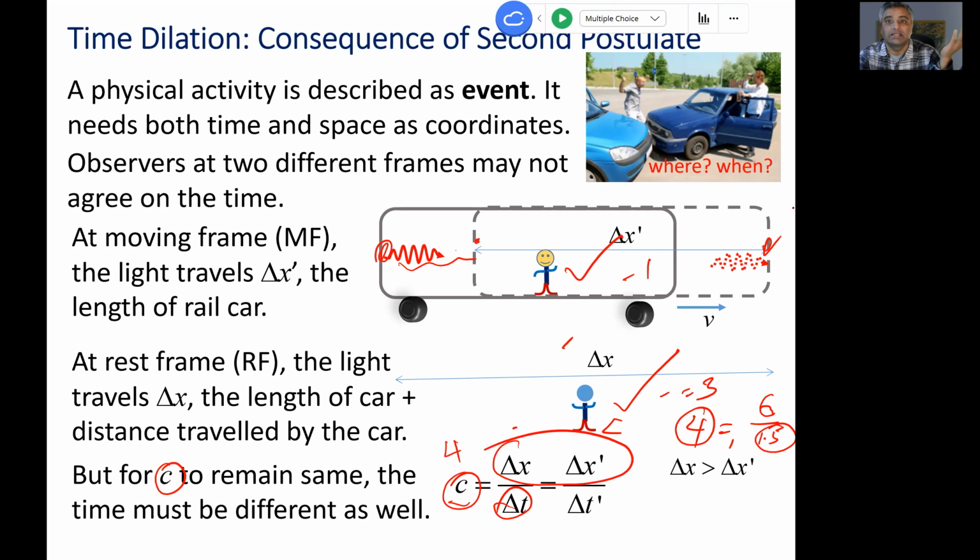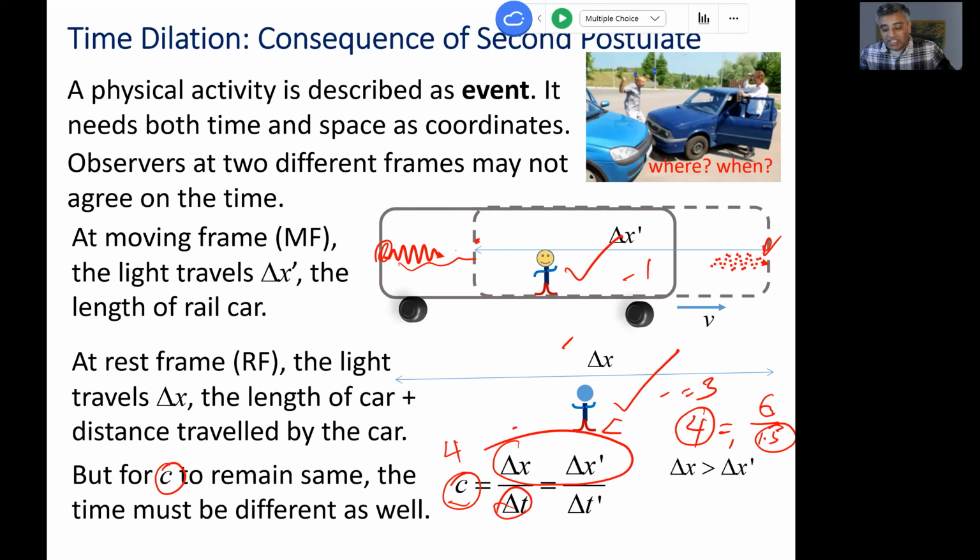How much is the difference? Are they related? Now we need to come up with the equation, okay? So c is fixed. So for that, time has to be different. What's the relationship? That's the relationship we want to derive. And this phenomenon is called time dilation.